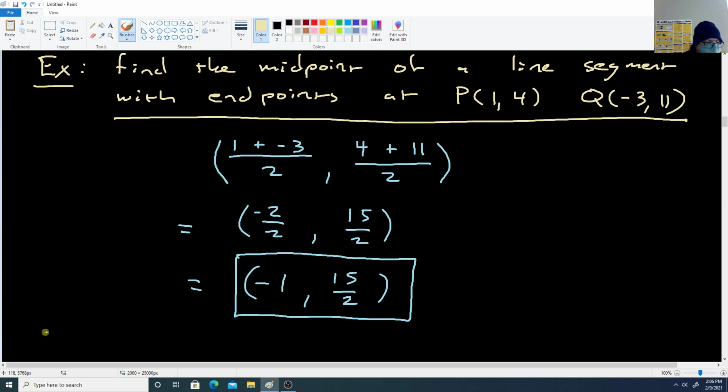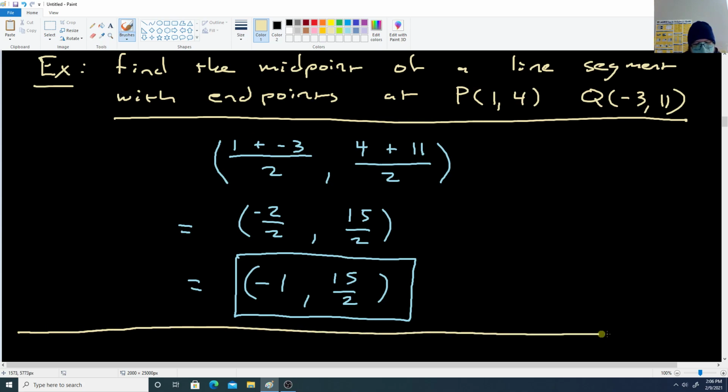So that one's not too bad. You just add the two x coordinates together, divide them by 2. Add the two y coordinates together, divide it by 2. And then simplify any of the fractions or any of the additions or any of that stuff down, and that gets you your answer.